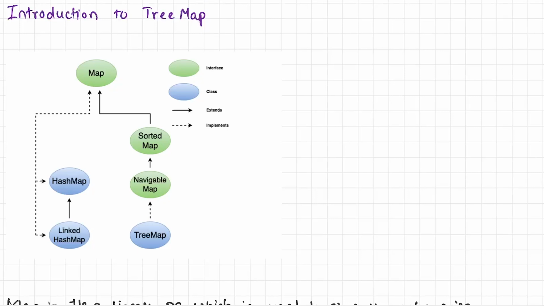Alright guys, let's begin this video. So let's have a look at this map hierarchy diagram. So guys, if you look at this diagram, you will see that there are three general purpose classes that implement map interface. One is hashmap, second one is linked hashmap, and third one is TreeMap. In previous videos, we have learned about hashmap and linked hashmap in detail. So I highly recommend you to watch that video before proceeding to this video. Now in this video we are going to learn about TreeMap.